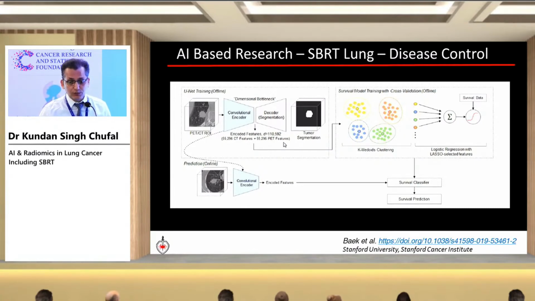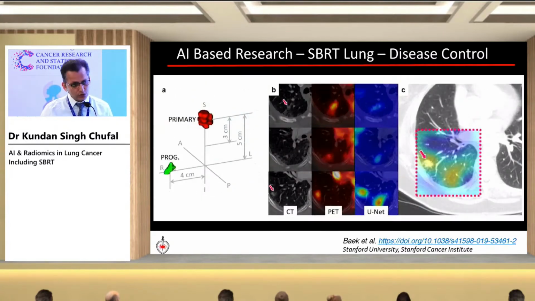And with these features, rather than trying to do a tumor segmentation, they actually try to do a model building. They try to build a model to get a sense of what actually is happening. And it was basically put into a survival classifier. And there was a difference in survival.